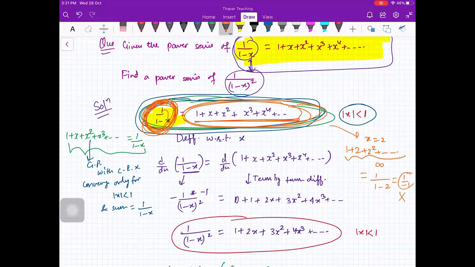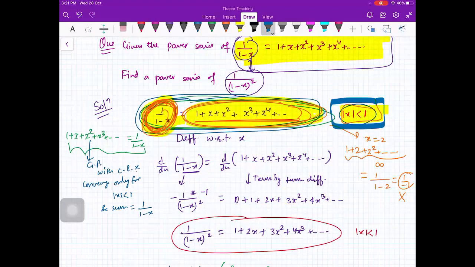So this is completely wrong if you are not writing this region. Understood, everybody? You can see at 2, the right hand side is 1 plus 2 squared plus 2 cubed. And on the left hand side, at x is equal to 2, it is minus 1. So you are saying that 1 plus 2 squared plus 2 cubed is equal to minus 1. That is completely wrong. So this is very important that you write the region of convergence.